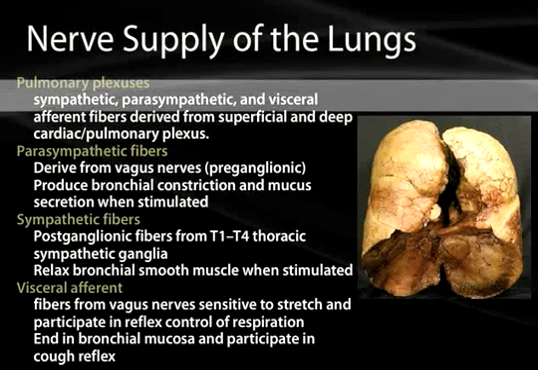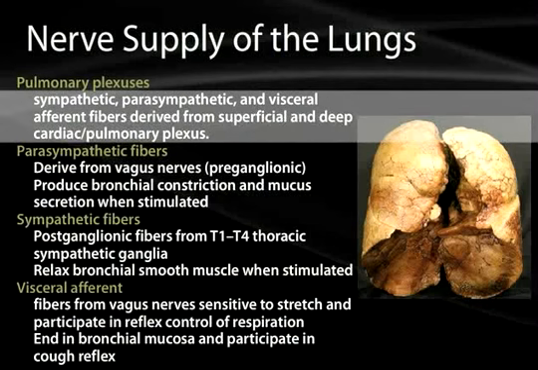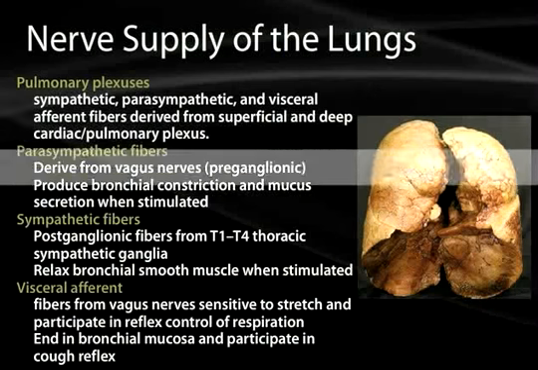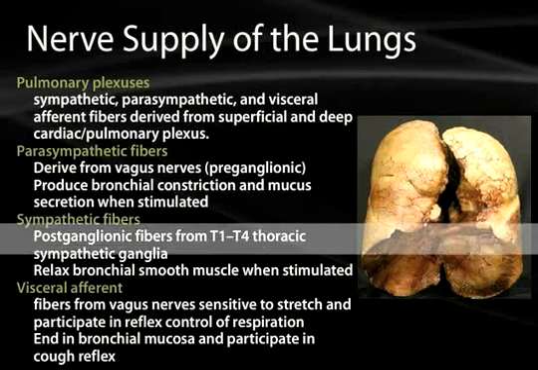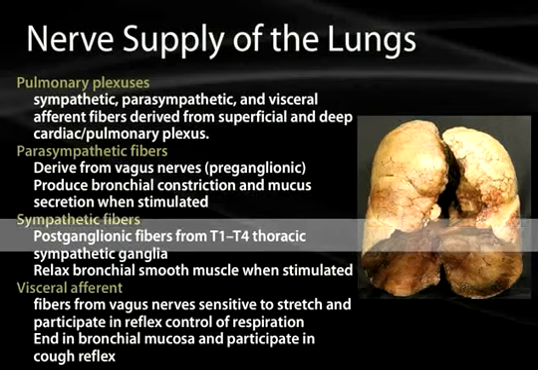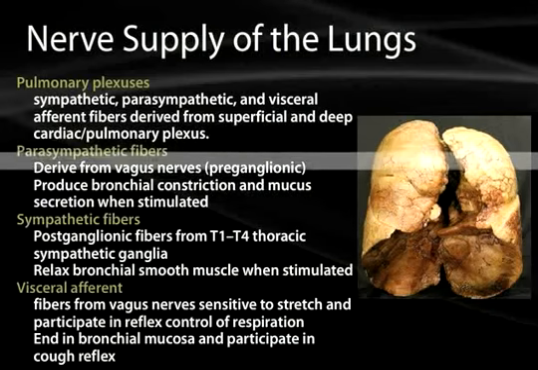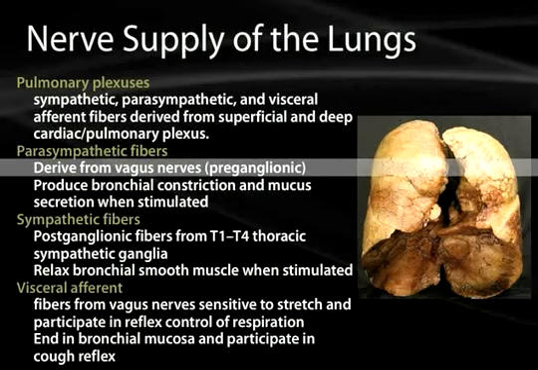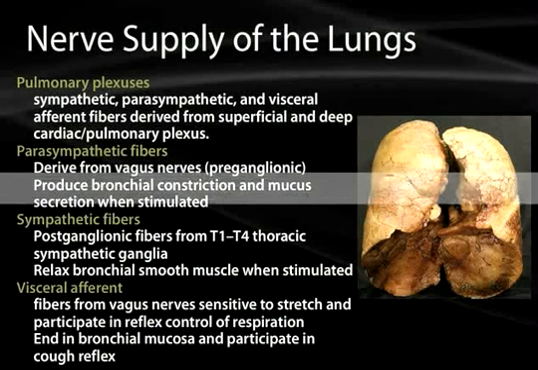In this slide, let's discuss the nerve supply of the lungs. The pulmonary plexuses involve sympathetics and parasympathetics and visceral afferents that are running with them. There's a superficial and a deep cardiac plexus, which can sometimes get broken down into cardiac and pulmonary plexus. The sympathetics will provide postganglionic fibers from T1 to T4 thoracic sympathetic ganglia, and the parasympathetics will come from the vagus nerve. The vagus nerve tends to supply preganglionics, whereas the sympathetics tend to supply postganglionics.